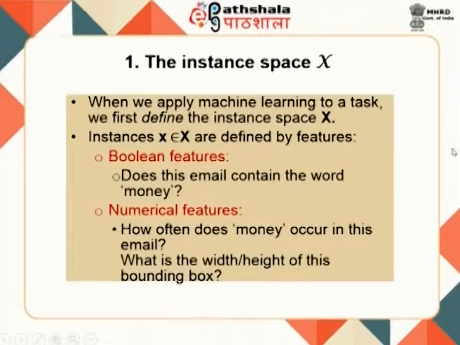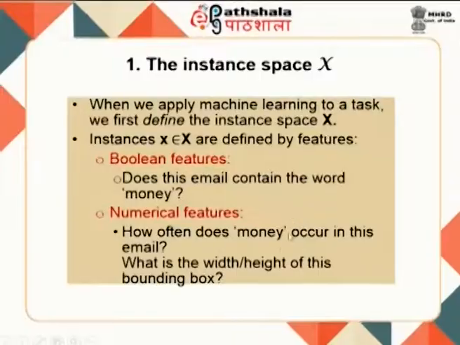Now, let us take each of these concepts one by one. One is the instance space X. When we apply machine learning to a task, we first have to define the instance space X. So, instances x belonging to X are each of the inputs. X is the whole space of input data, and the input samples are defined by features. You can have Boolean features, for example, suppose you want to classify email as spam or not spam: does the email contain the word money? Then numerical features: the same money you can represent using numerical features, how often does money occur in this email, what is the width and height of this bounding box. These are some of the features you can use for defining the input value.